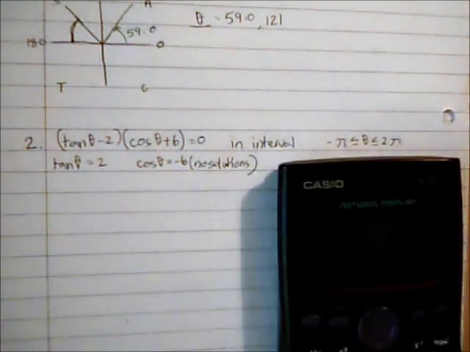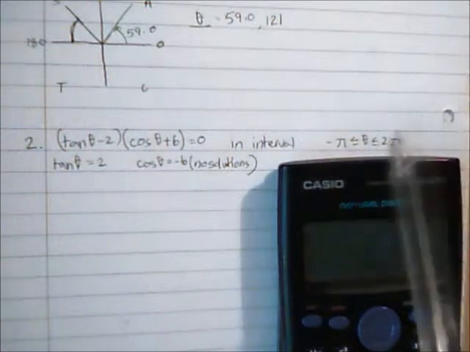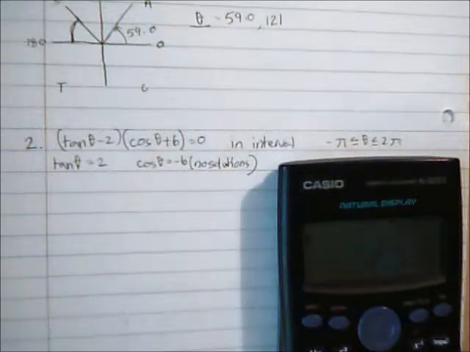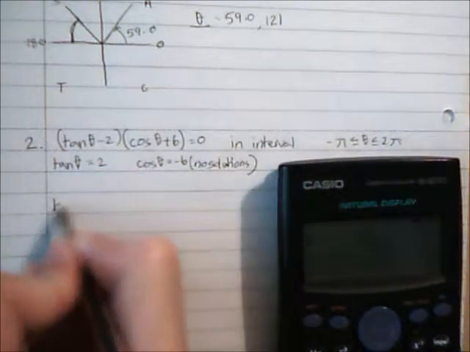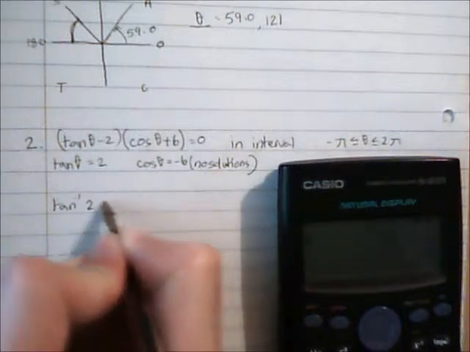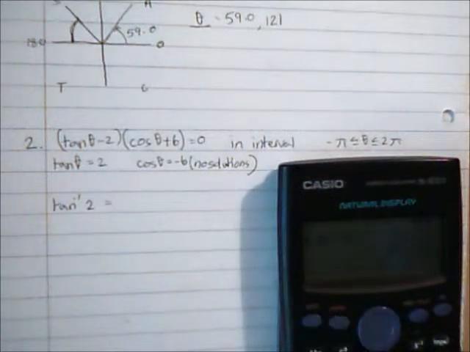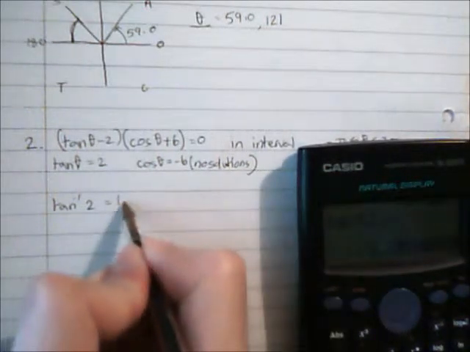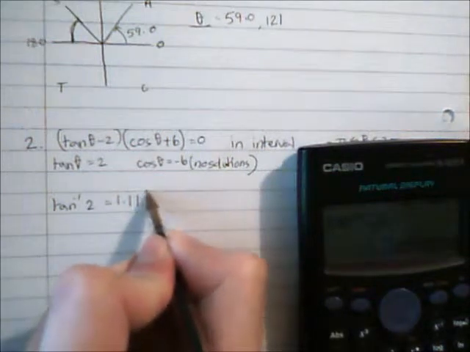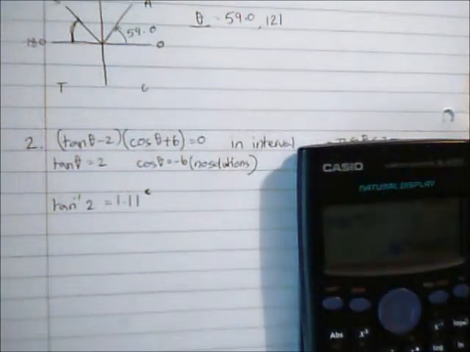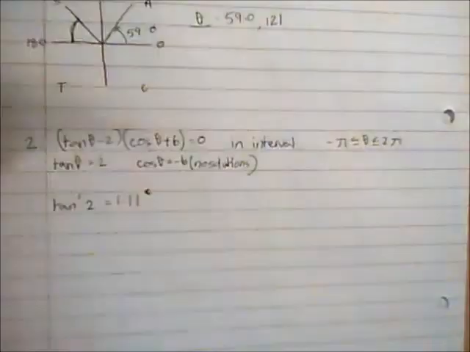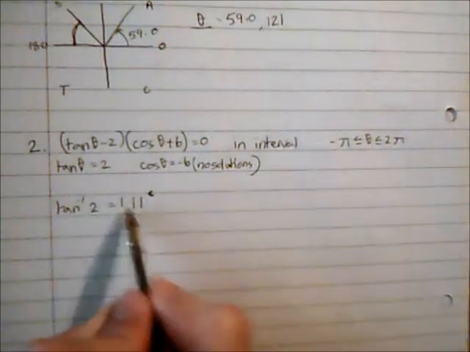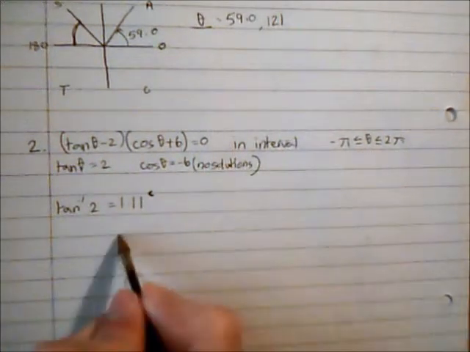Now in this case, we're given an interval in terms of pi, so we're dealing in radians, so I'm going to just change my calculator into radians mode. And then I'm going to do arctan of 2. So arctan of 2 gives me 1.11 radians, to three significant figures.